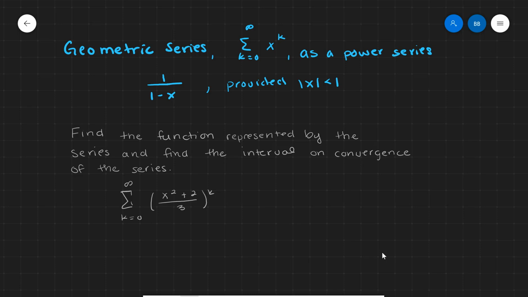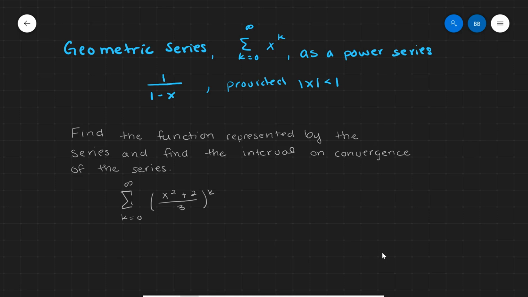So the geometric series is a summation k equals 0 to infinity x to the k, and it converges to 1 over 1 minus x, which is very similar to our a over 1 minus r, as long as the absolute value of x is less than 1.